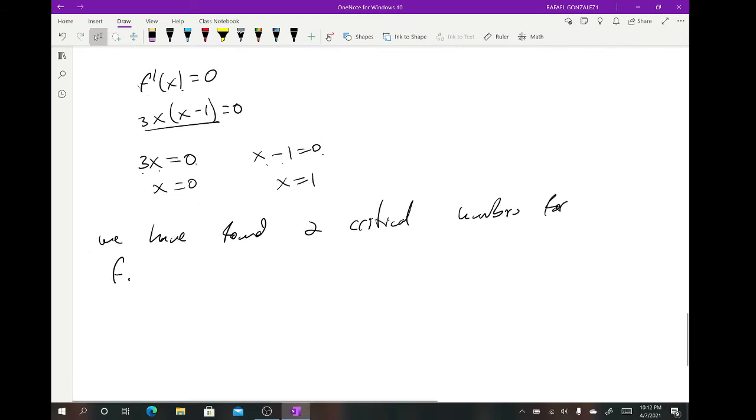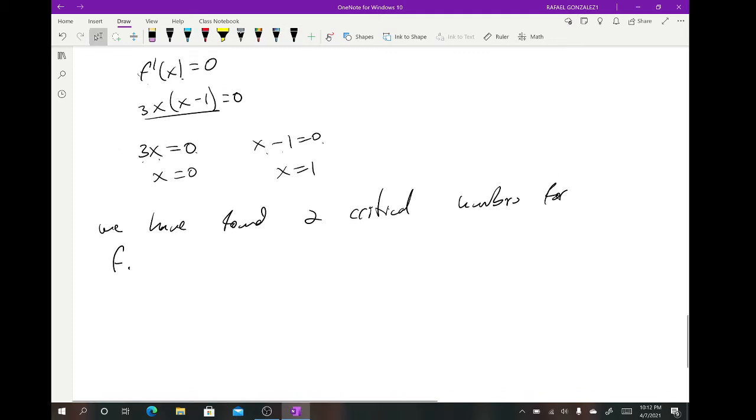Okay? So we only have two of them here. If you have a function where the derivative has a hole, such as a vertical asymptote, and we will see this in the future, then we will consider that critical number as well when we are testing for increasing or decreasing.